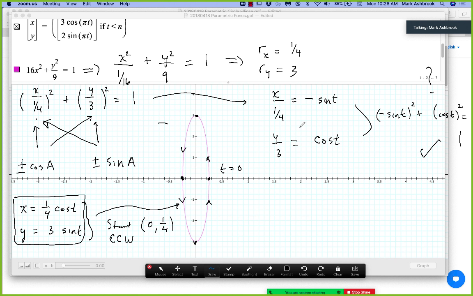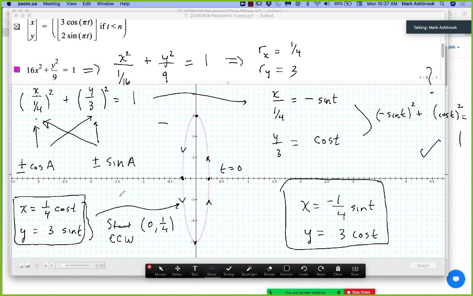So where does this one start, and how does it generate? I chose negative sine for this, and positive cosine for this. So what's the starting point for that? This function would be x equals negative 1/4 sine t, and y equals 3 cosine t. So here's another valid parametric function for that same ellipse. Where will we start? At t equals 0, we'll get the point 0, 3.